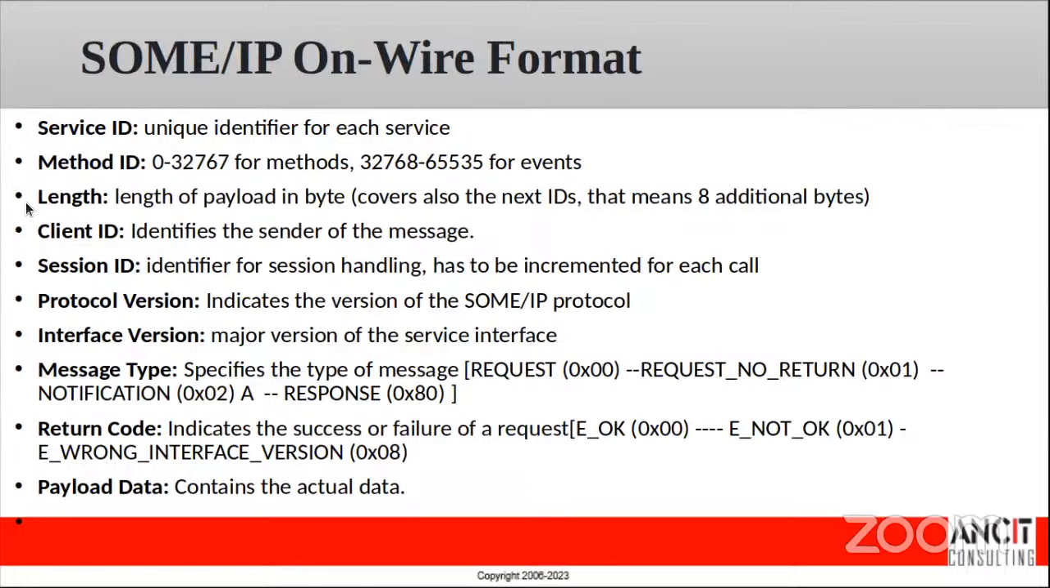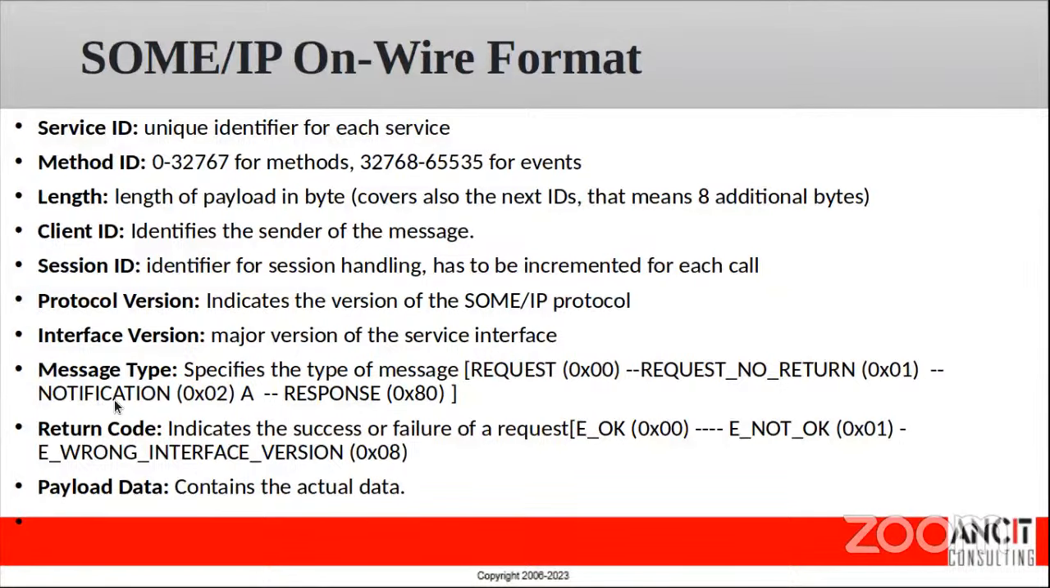Length is the payload length. The next one is client ID or session ID. Client ID shows where the data will come from, and session ID is the session allocated for that transmission. That will be updated here. And protocol version indicates which version of the protocol we are using, maybe version 4, 5, 3 like this. The major interface version is also mentioned here.